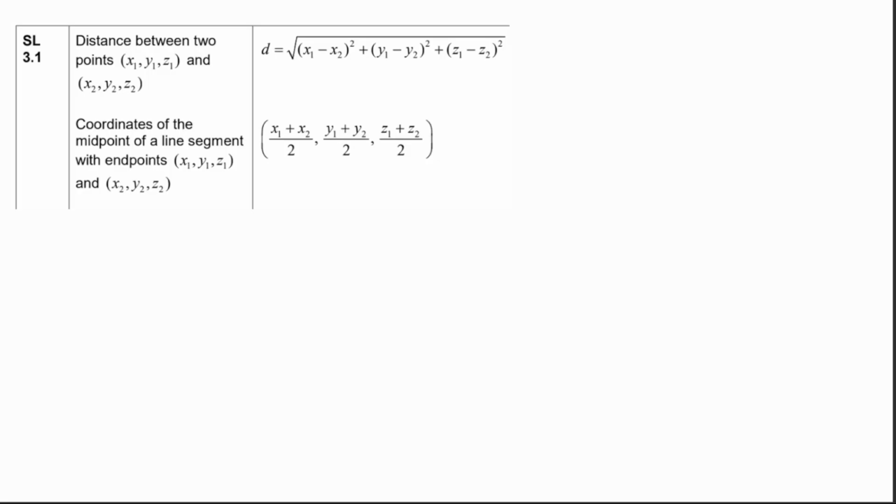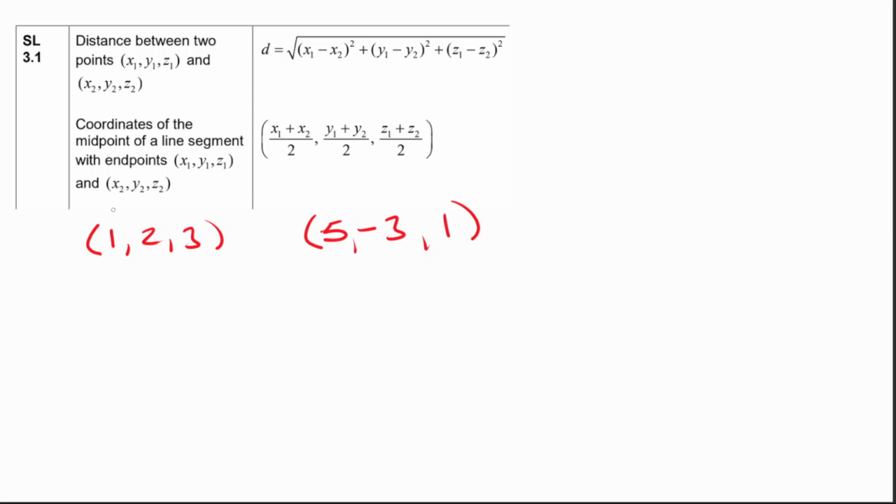Okay, so these are the formulas. So let's do an example. Let me take 2 points. In 3 dimensions you're going to have x, y and z coordinates. So let's say 1, 2, 3 is one point, and the second point is at 5, -3, 1, something like that.